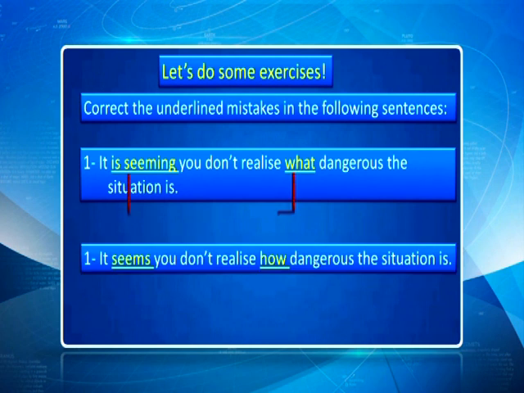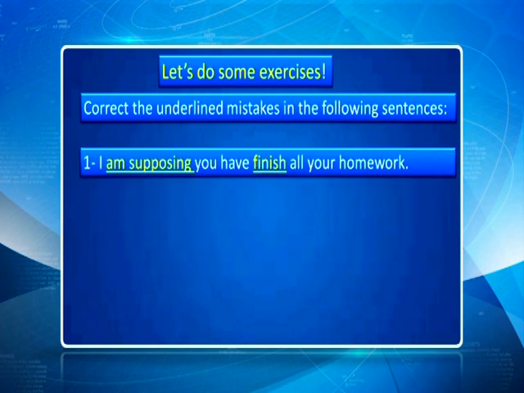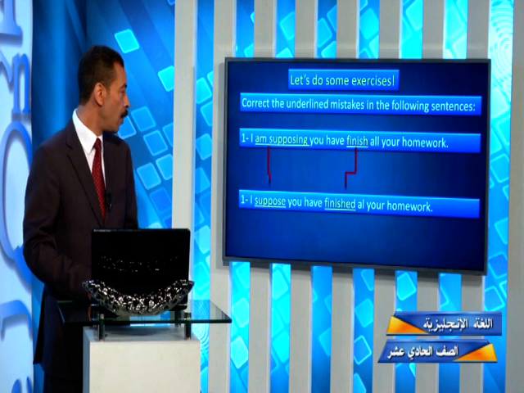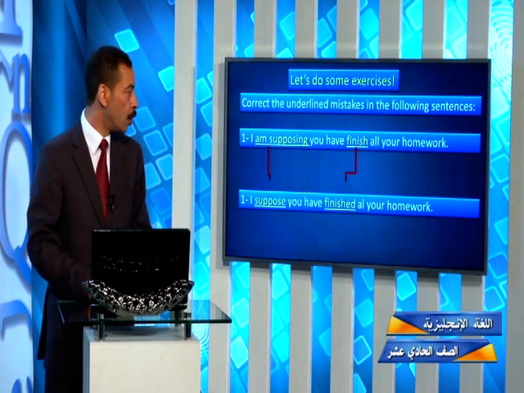Okay, the answer is it seems instead of is seeming, and how instead of what. It seems you don't realize how dangerous the situation is. Another example, I am supposing you have finished all your homework, and you have to correct the two underlined words, that is, I am supposing and finish. Of course, the first one will take the simple form instead of the progressive form, and we say I suppose, and finish becomes finished because it is followed by the auxiliary verb have. So I suppose you have finished all your homework.